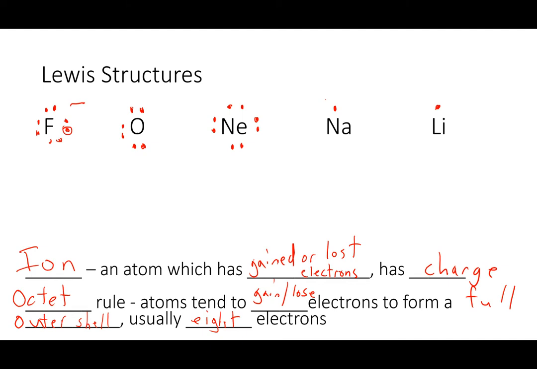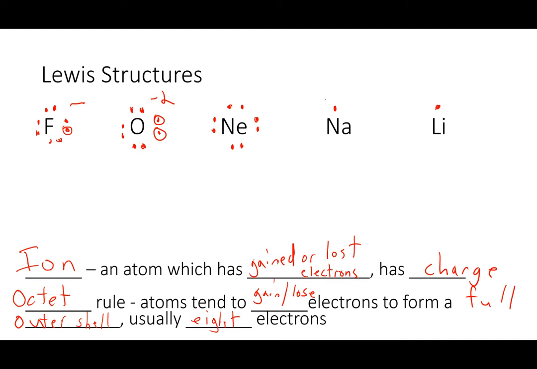Let's do oxygen, for example. Oxygen currently has 6 electrons on its outer shell. What it wants to do is gain 2, which I'll circle to show that those have been gained. When it does that, it forms a charge and it forms an ion. And because it's gained 2 negative electrons, its charge is now -2.